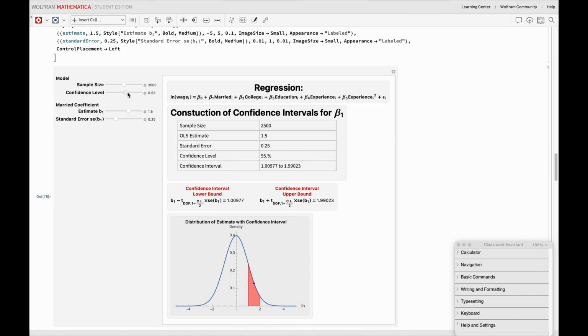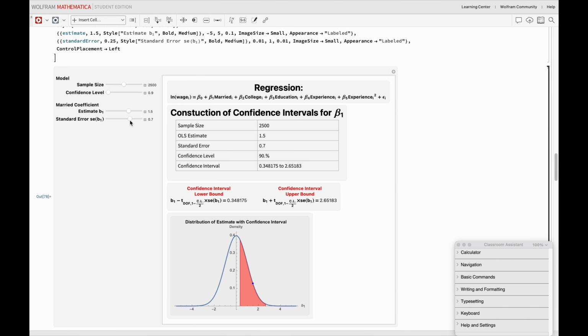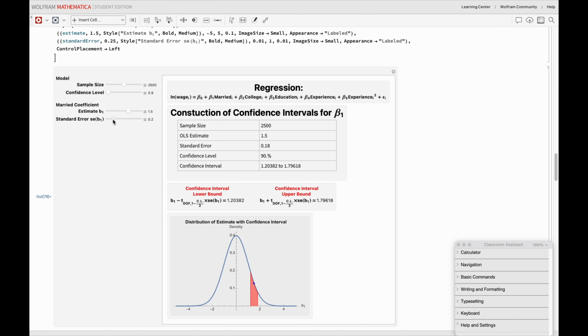By using these sliders, you can see how the confidence interval stretches as the confidence level increases and how it contracts as the confidence level decreases. You will also notice that larger standard errors contribute to more uncertainty, thus stretching the confidence interval. But smaller standard errors give us less uncertainty, thus contracting the confidence interval. And you can do this for many coefficient possibilities of the OLS estimate.